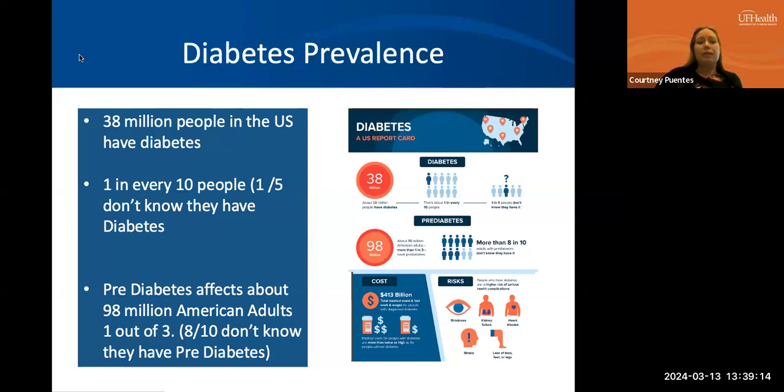And then pre-diabetes affects about 98 million people. And that's 1 out of 3 adults. And then 8 out of 10 people don't even realize that they have pre-diabetes and are missing some opportunities for prevention or delaying onset.